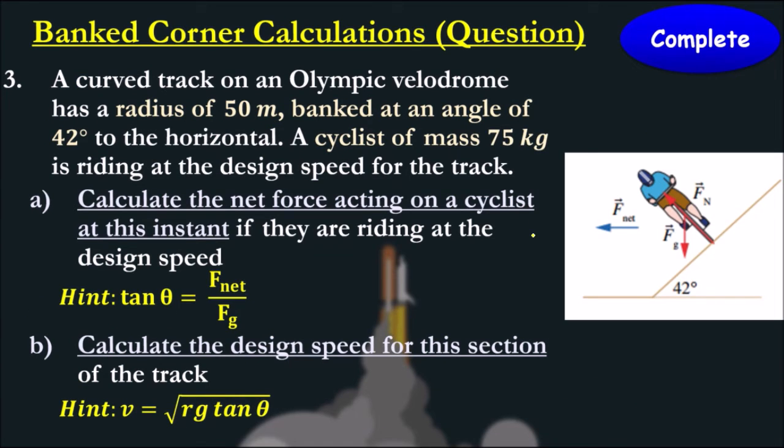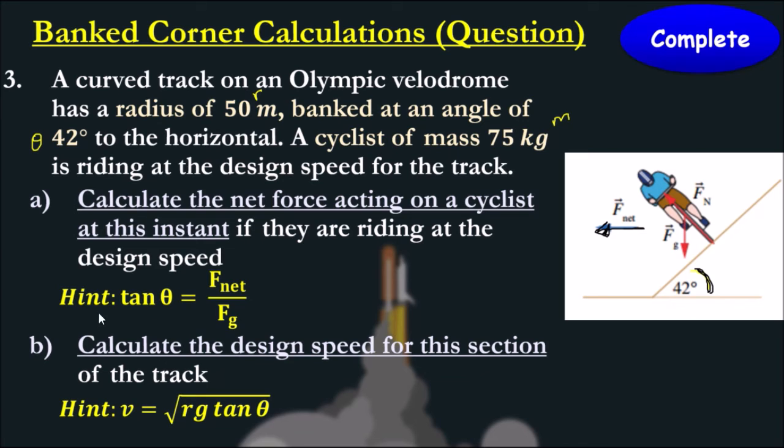Question 3 is now on banked roads. What we mean by a banked road is this one here. If an object is undergoing uniform circular motion on an angled road, we have our radius, our angle and our mass. Calculate the net force acting on a cyclist at this instant if they are riding at the design speed. We want to find the net force, meaning the force that's going towards the center, in this particular direction.